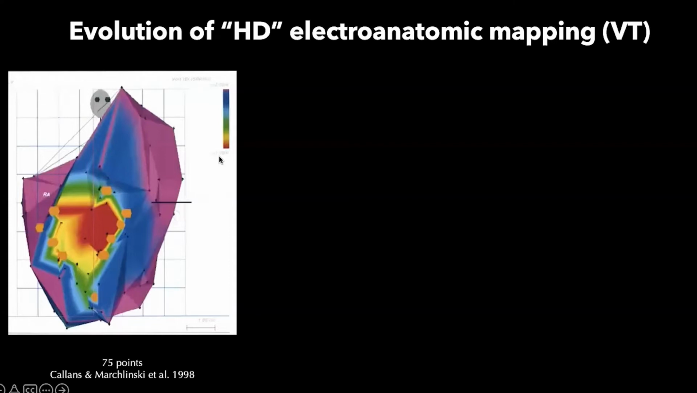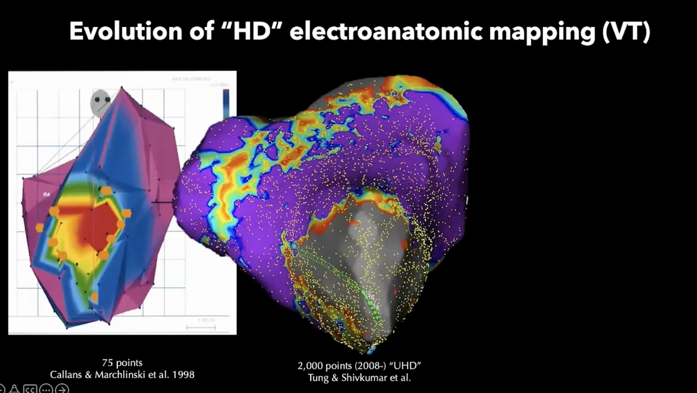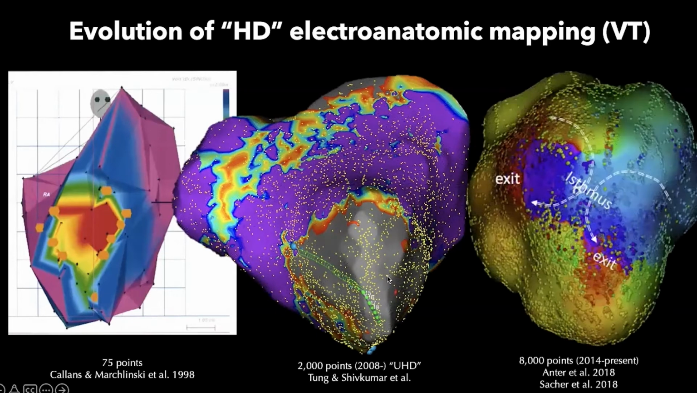So we've certainly moved from HD mapping with 75 points in 1998 when CARTO was first validated to several thousands of points when we get to NavX and that validation in 2008. And then Elad Anter and Frederic Sacher in the Bordeaux group did some beautiful work with arrhythmia, with Paolo Della Bella as well. And this is important because this shows that we have totally moved the whole mapping technology strategy to be able to define and characterize substrates.